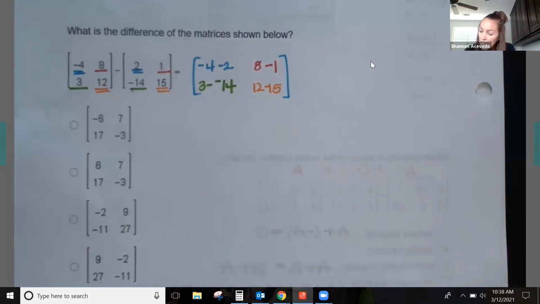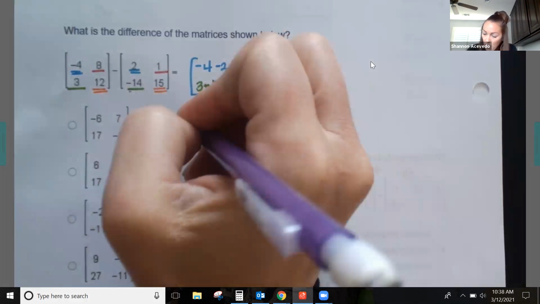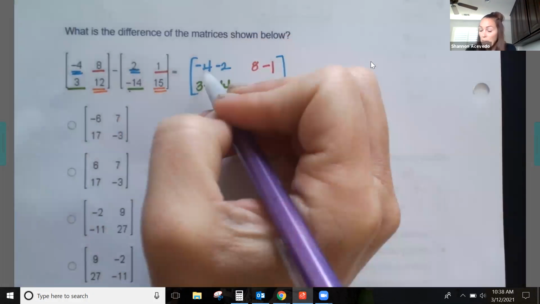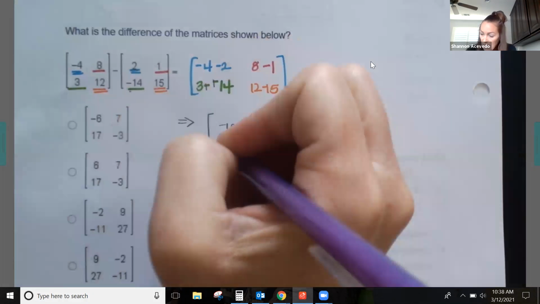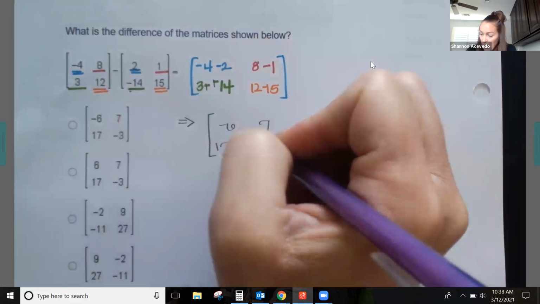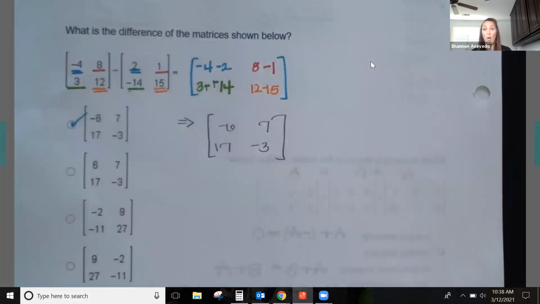I know that this negative and negative is going to make it a positive. So when I clean it up, I end up with -4 minus 2 is my -6, a 7, a 17, and a -3. So my corresponding answer is this one right here. And we're done. Those are all my examples today.